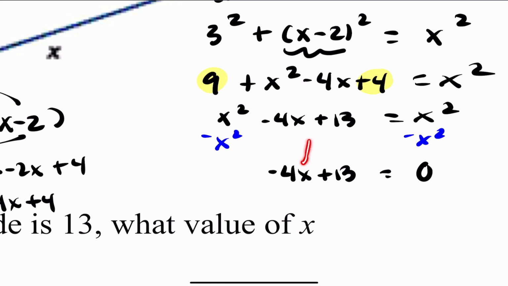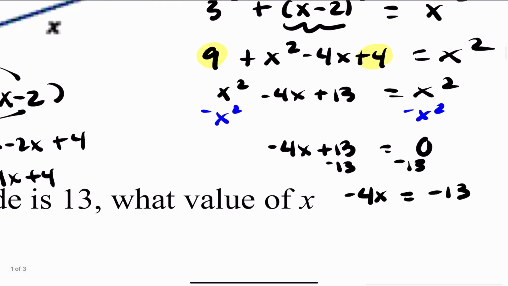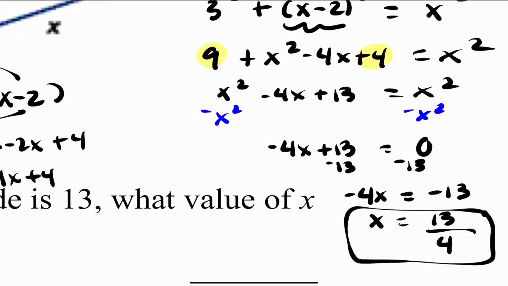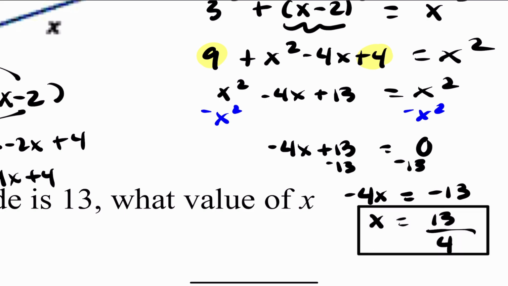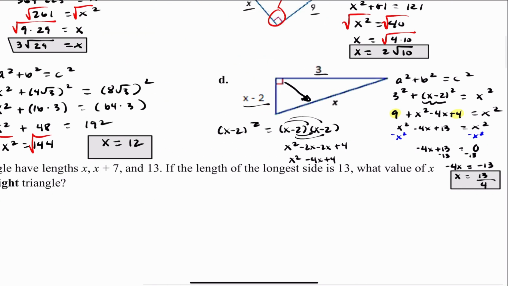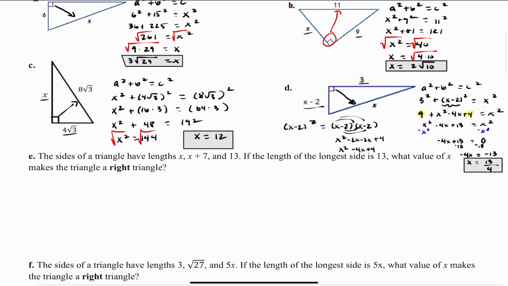So I'm solving for this pesky x right there, so minus the 13 on both sides, so negative 4x is equal to negative 13. So x is equal to 13 over 4, and that is your answer. X is equal to 13 over 4. Okay? So that is D.